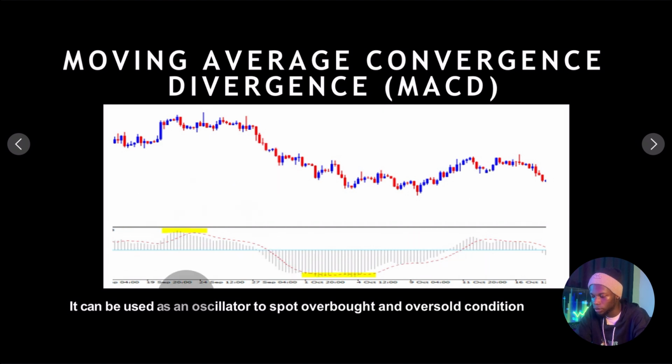So how do you use the MACD? The MACD is also used to identify the overbought and the oversold regions. As you can see, when the oscillator got to this particular region right here, which was the peak, the market came down from that region, and when it went to this trough right here, the bottom, the market changed to the upside a little bit before it came down.